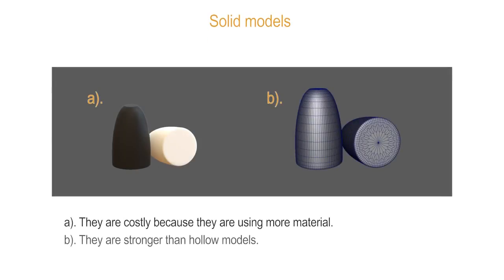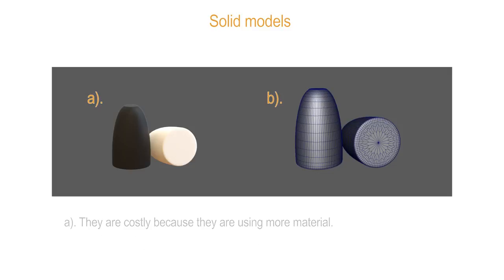What are solid models? If you want a complete solid model, then you have to make your model completely closed, meaning watertight. Do not leave any hole. They are stronger than hollow models. They are costly because they use more material.